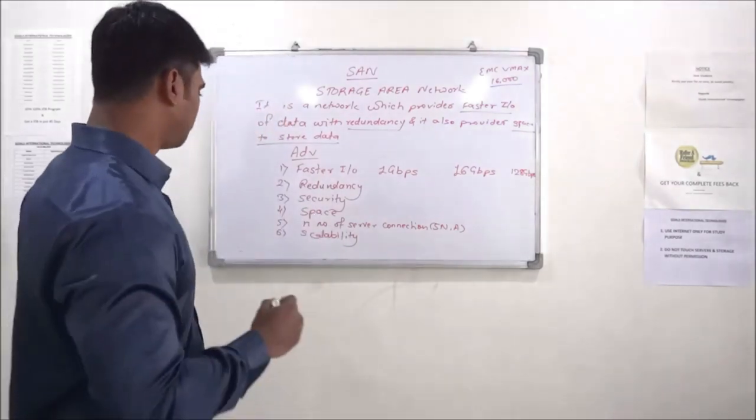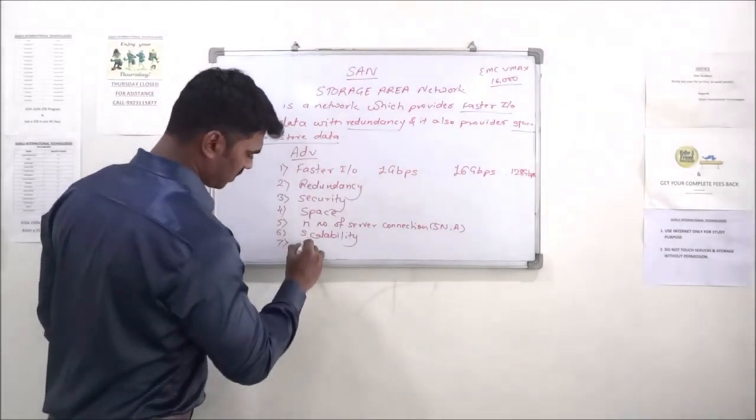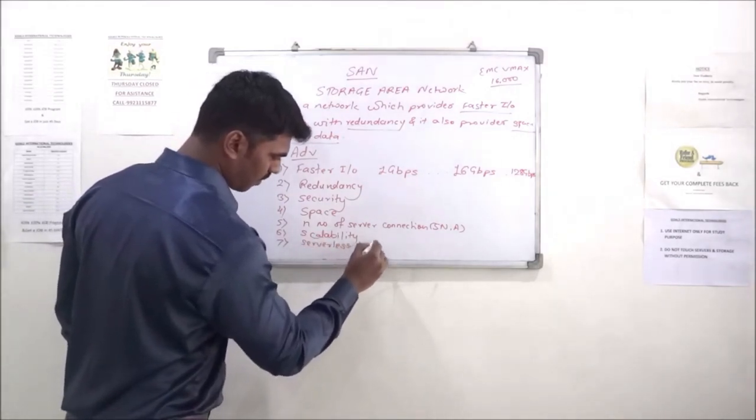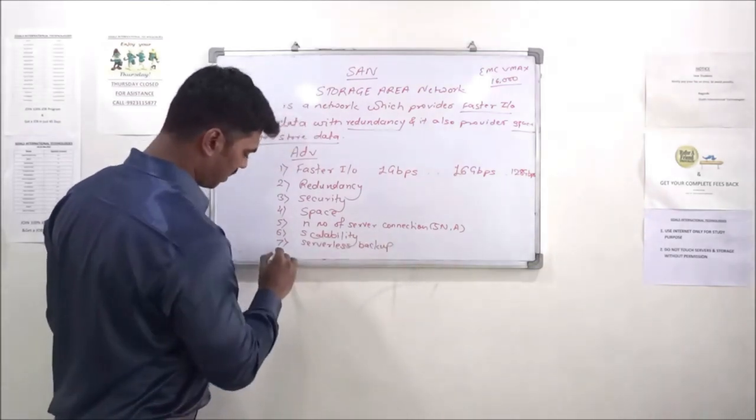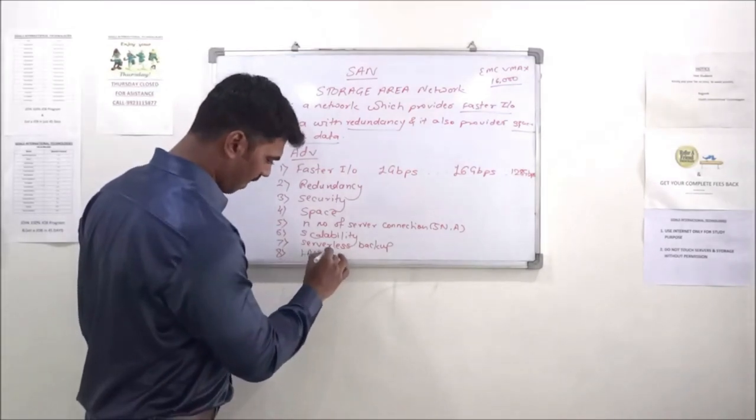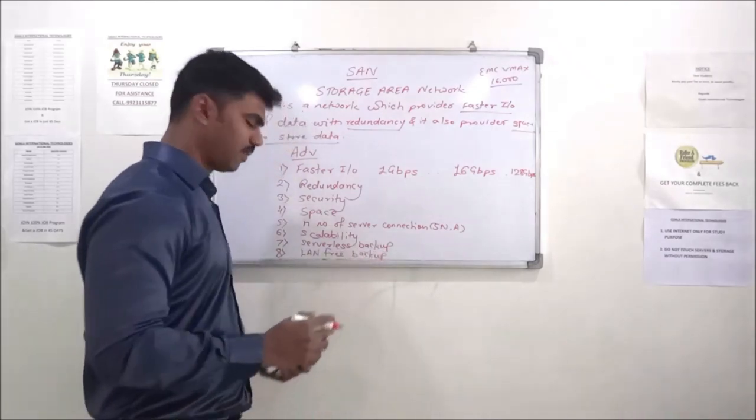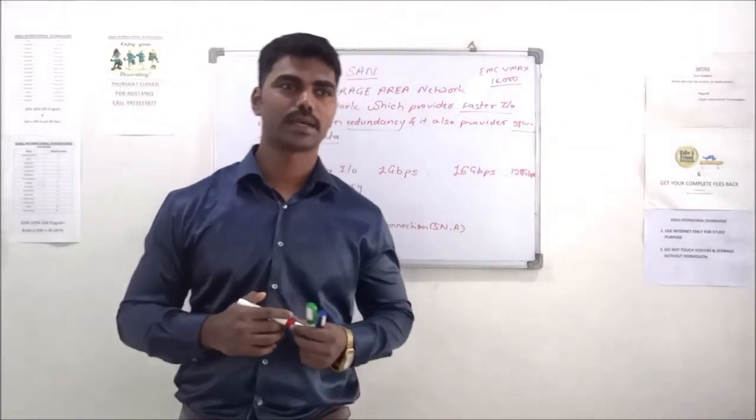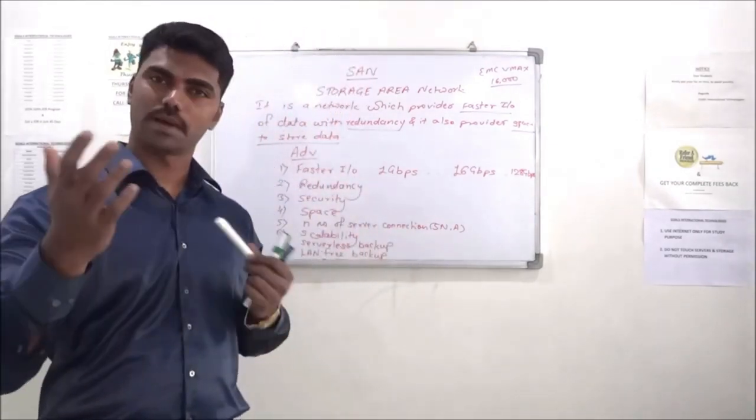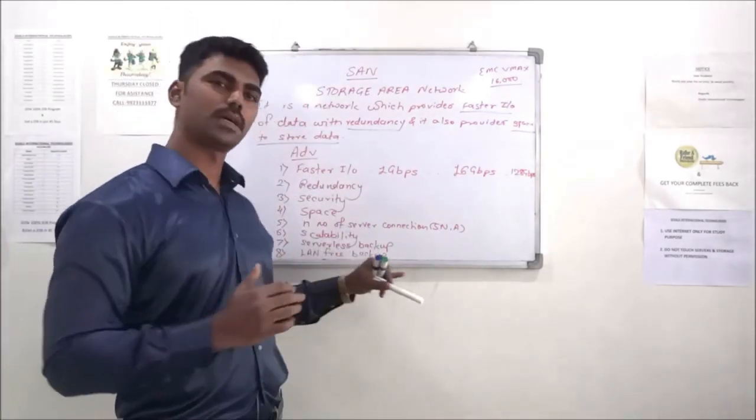Then seventh advantage is serverless backup, and eighth advantage is LAN-free backup. So when our data is stored on a SAN, we can connect our tape library directly to the SAN, and it uses the fiber channel connectivity. Because of fiber channel connectivity, it is faster. That's why LAN-free backup is the advantage.